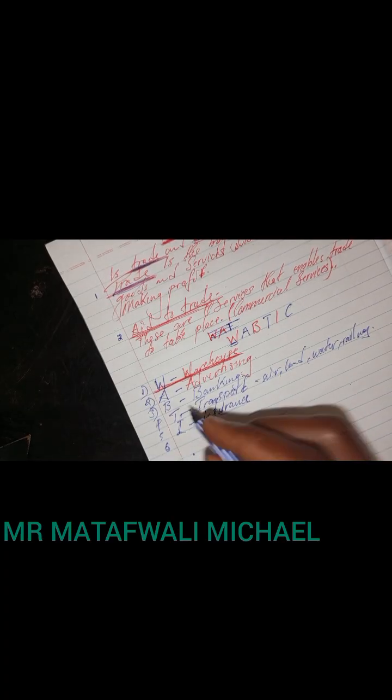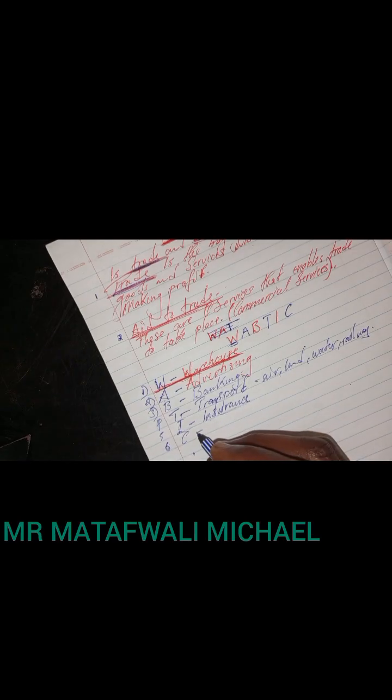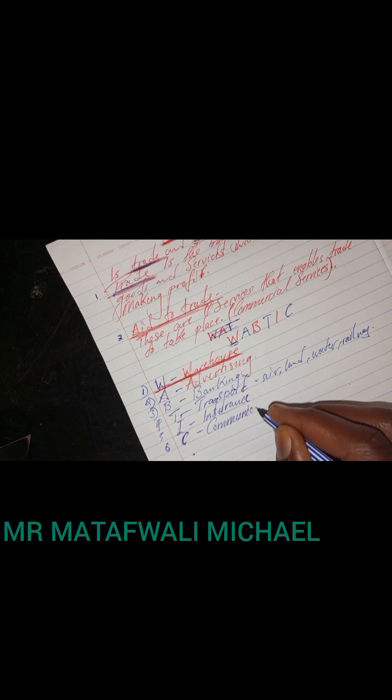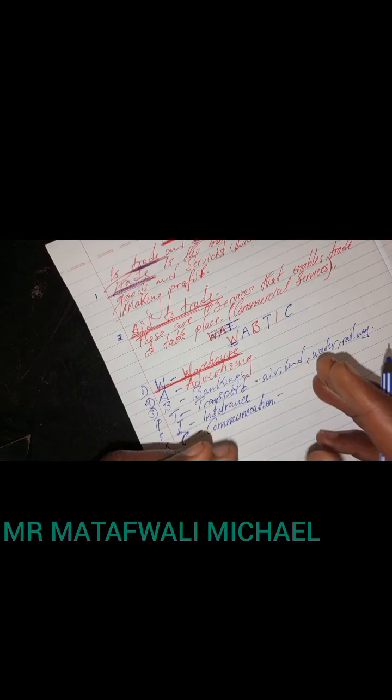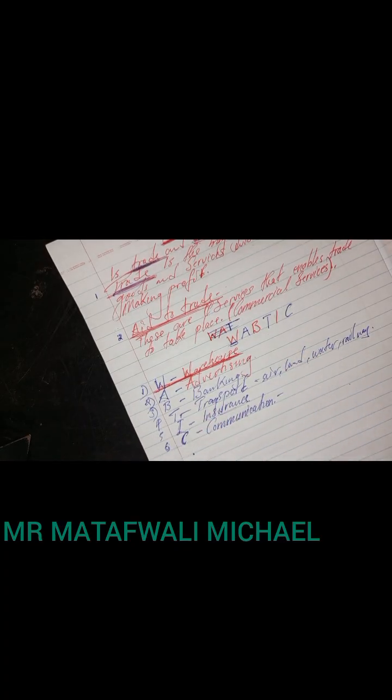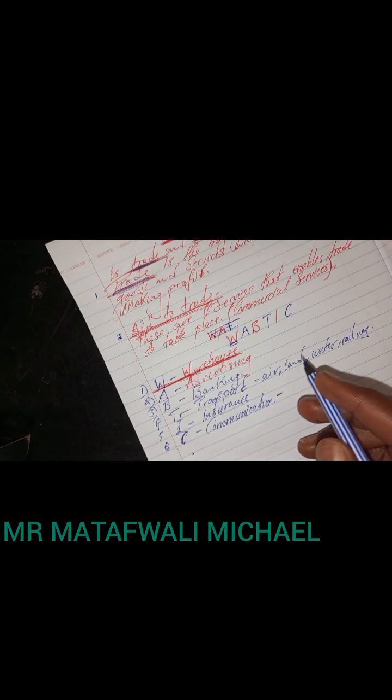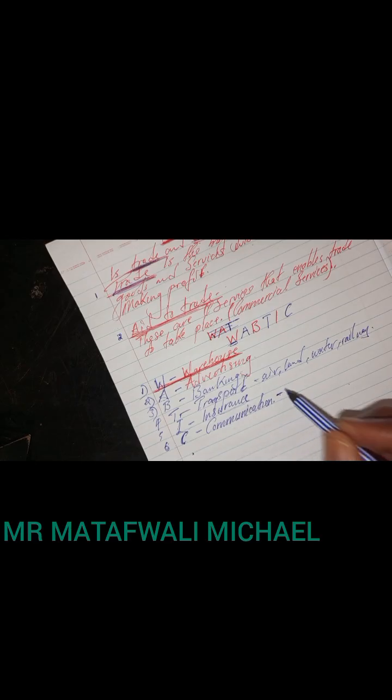Then the last one being C, which means communication. So in business, number one important key is communication. There has to be communication between the customers and the manufacturers. If there is no communication, that is why you find businesses are not developing, or the business having little customers or non-customers. So communication is one important key factor in business.